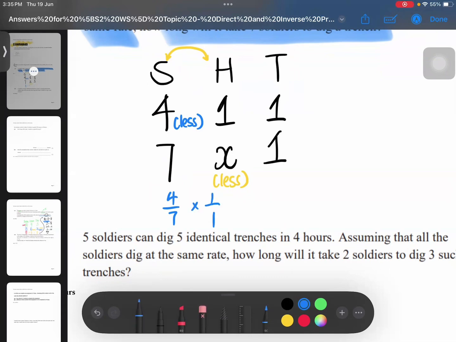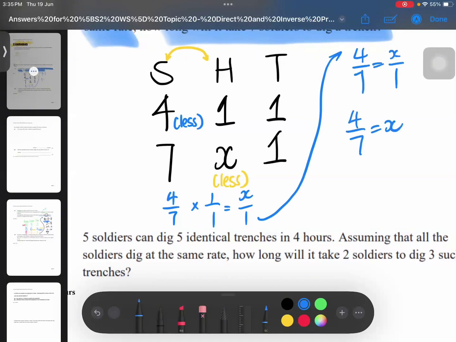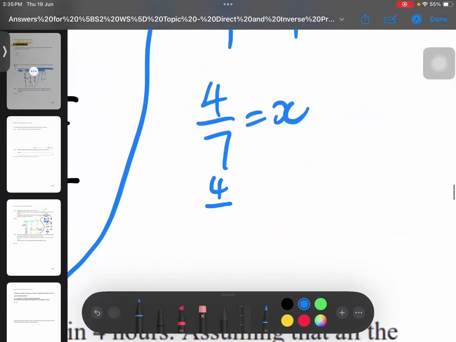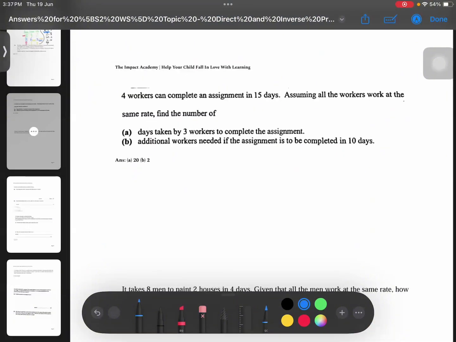Right, times 1 over 1 equals to x over 1. Can you understand? All right, so 4 over 7 equals to x over 1. All right, so 4 over 7 is equals to x. What is 4 over 7? Let's press our calculator. 4 over 7 is basically 0 point something something hours, right? The question says what? How long, right? So definitely you just say 4 over 7 hours, and that's your answer for this question.